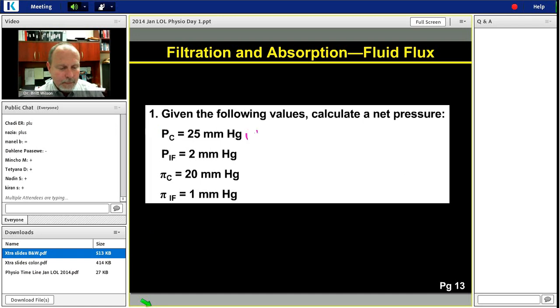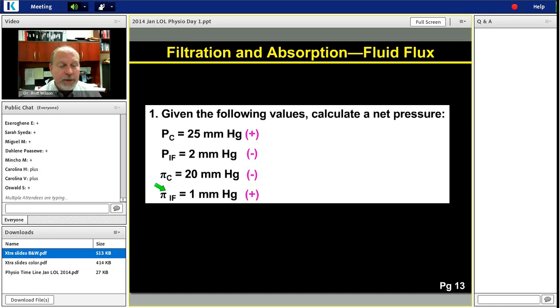How about this one? Pressure in the interstitium, does that get a minus or a plus? Gets a minus. See how easy it is to work with this? Oncotic in the capillary, what does that get? A minus or a plus? It gets a minus. Good. Oncotic in the capillary is promoting absorption, so it gets a minus. Oncotic in the interstitium gets a plus because it's promoting filtration.